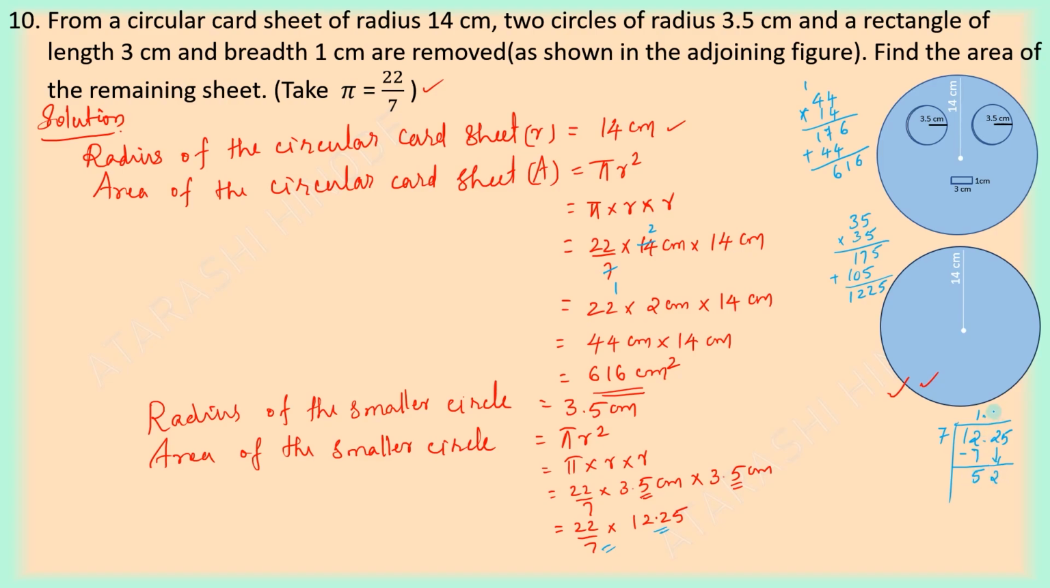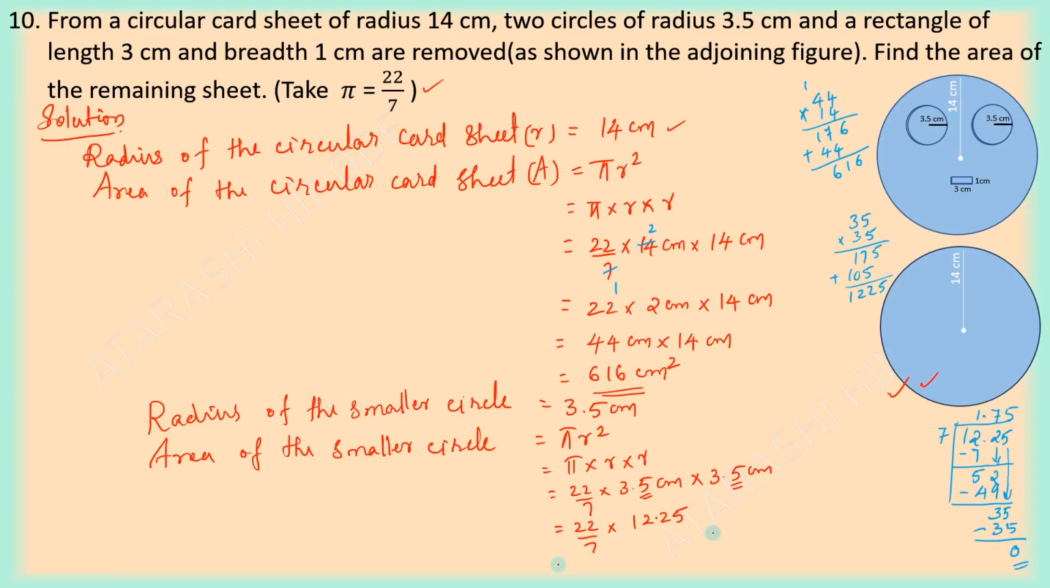We know 7 sevens are 49. Now subtract. When we subtract, we get 3 here. Next, we have to bring down 5. 5 sevens are 35. When we subtract, we get 0.